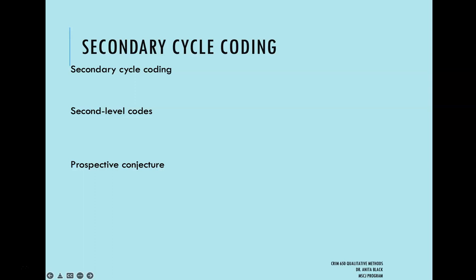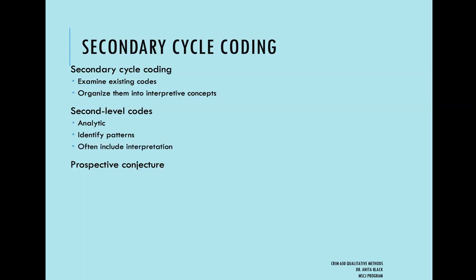During secondary cycle coding, the researcher examines the codes that are created during the primary cycle coding and begins to synthesize and organize them into interpretive concepts. So secondary cycle coding uses second level or analytical codes that are also called focused codes. Second level codes draw from disciplinary concepts. It's important to use the most relevant and related disciplinary concepts that are related to your data.